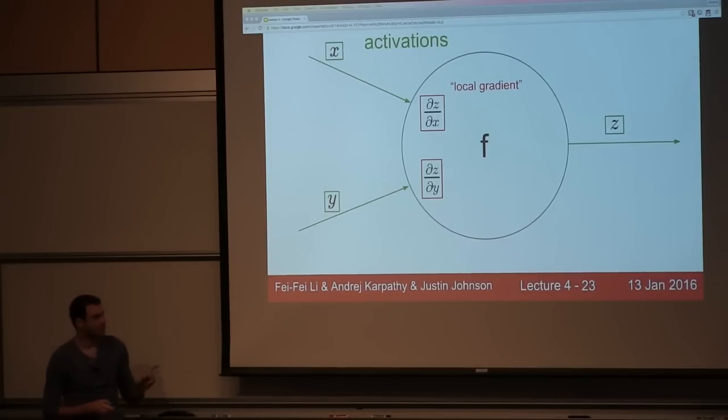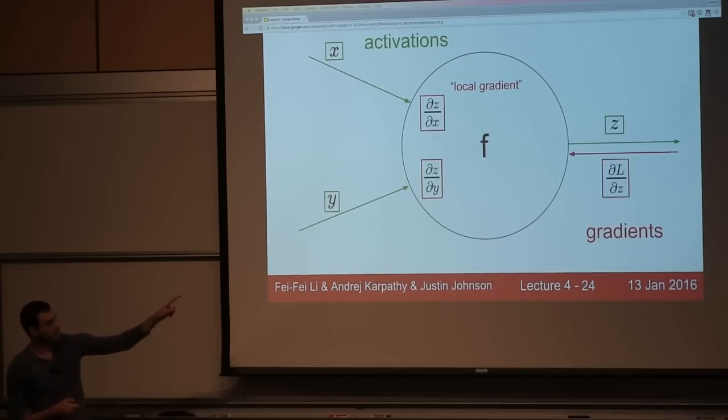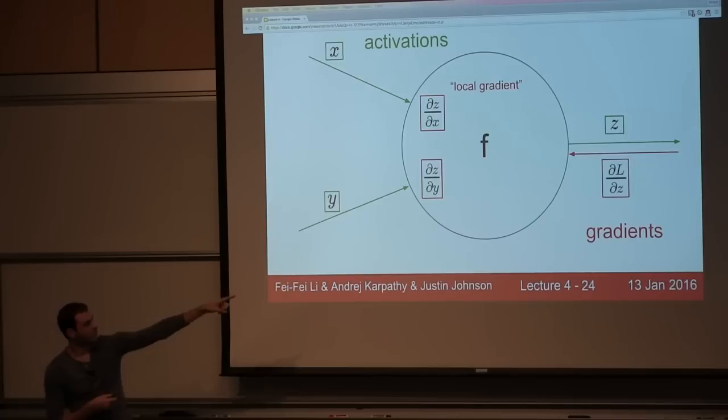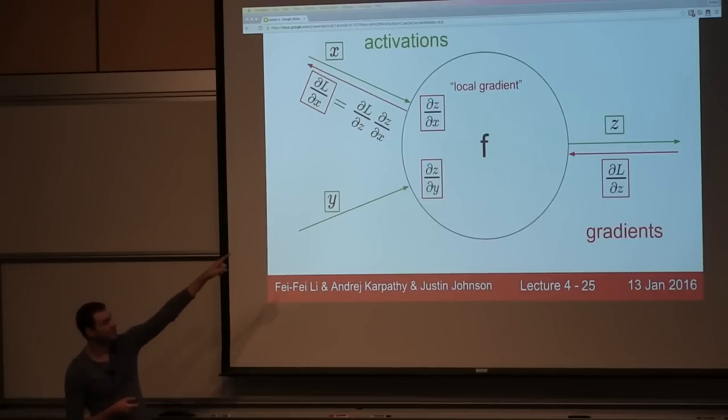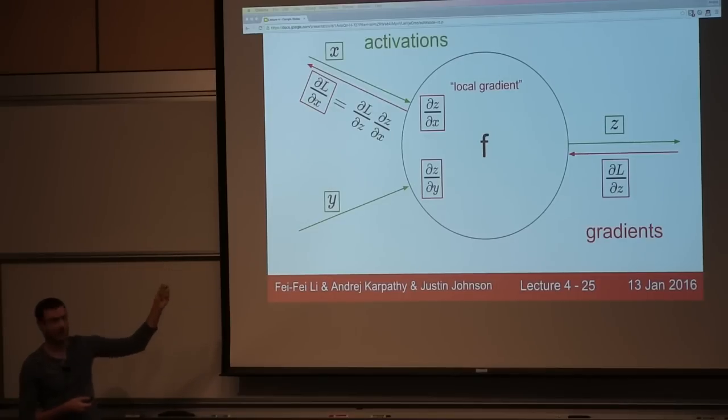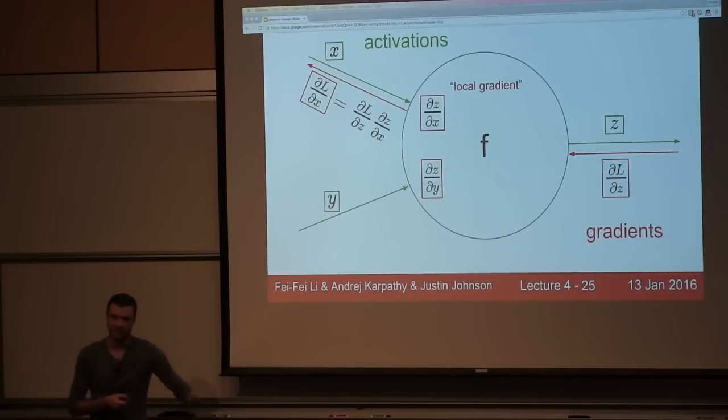But then near the end, the loss gets computed, and now we're going backwards. I'll eventually learn what my influence is on the final output of the circuit, the loss. So I'll learn what dL/dz is. The gradient will flow into me, and what I have to do is chain that gradient through my operation. It turns out the correct thing to do, by chain rule, is to multiply your local gradient with that gradient. And that gives you dL/dx, the influence of x on the final output of the circuit.